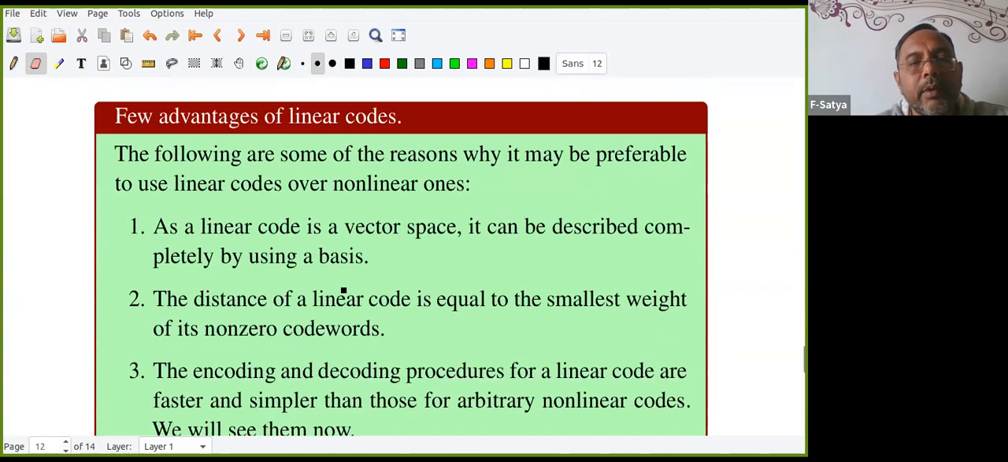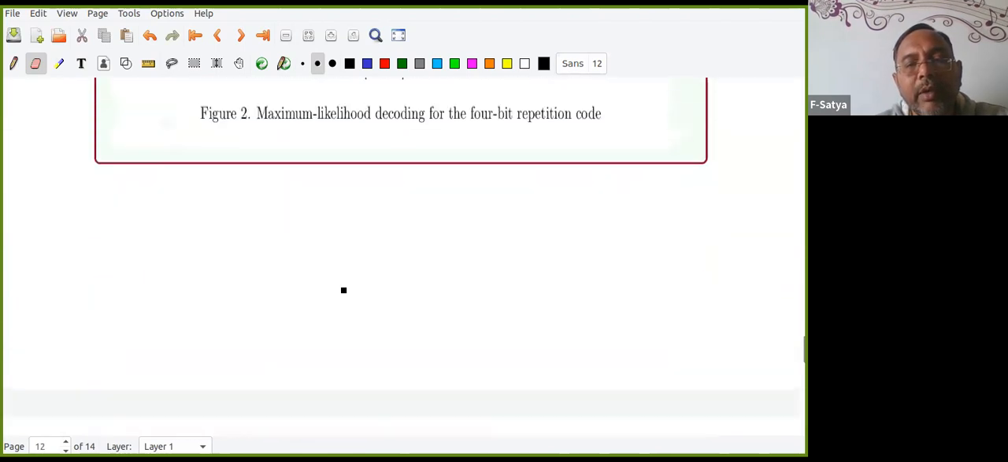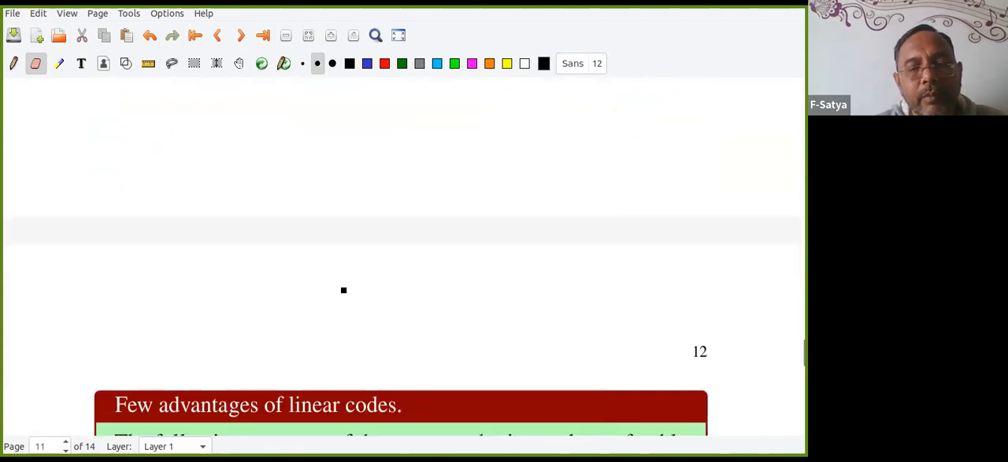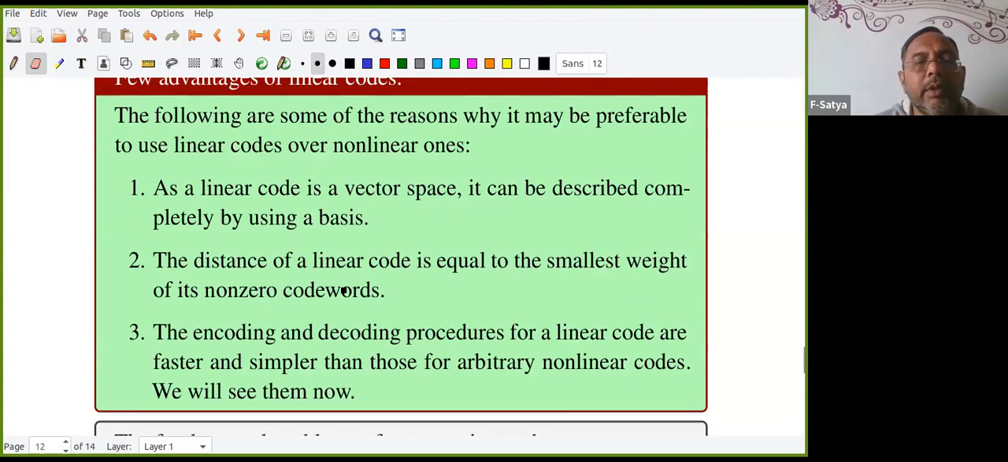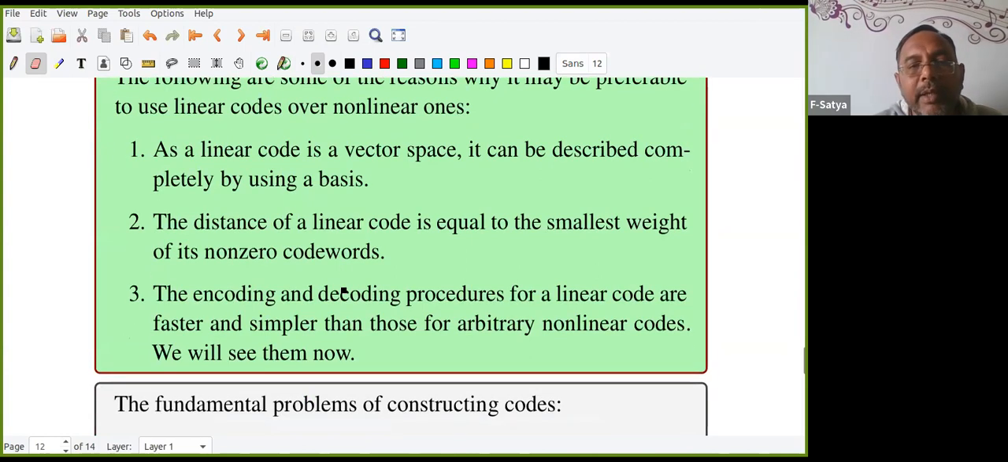Okay, now I'm coming to a few advantages of linear codes. A general code is simply a subset, with no structure. But if I come to know it is a linear code, then what can I do? The first thing is that a linear code is a vector space, so it can be described completely using a basis. That is what I did today also. So a basis will help you describe the entire thing.